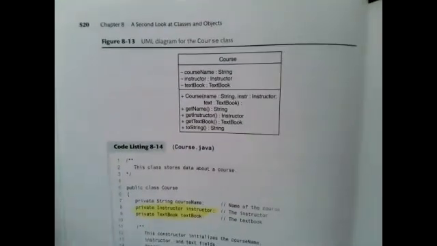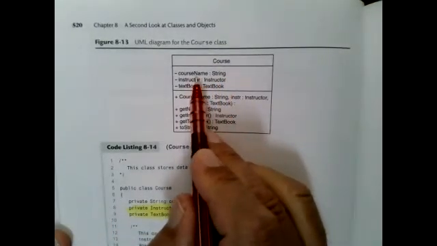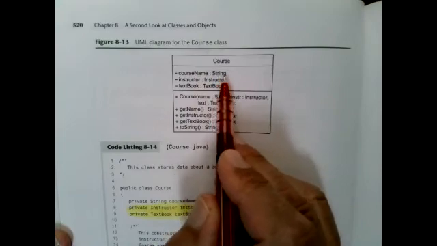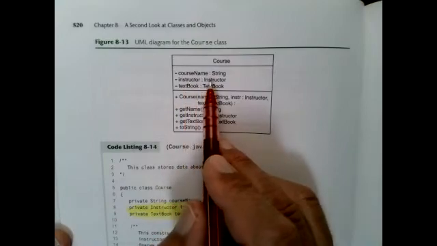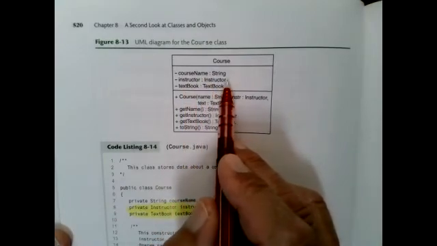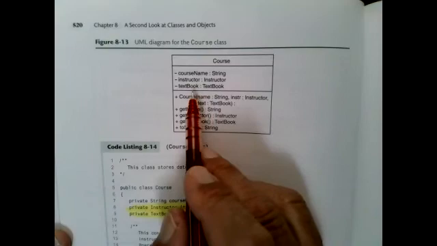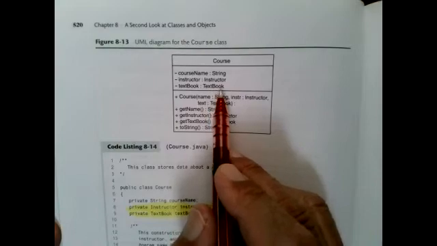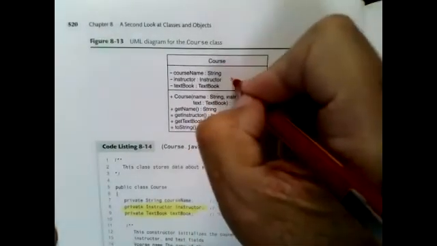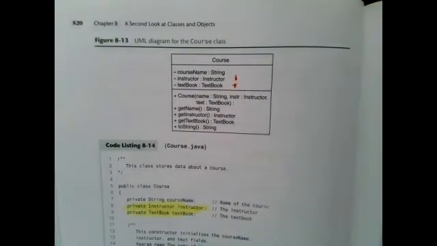Check out this UML chart. I have a class called Course. I have a field called course name. Its data type is String. I have a field called instructor. That's an object I'm instantiating of the Instructor class. Textbook, that's an object I'm constructing of the Textbook class. This is what's called aggregation. And that's what your next program is going to do.